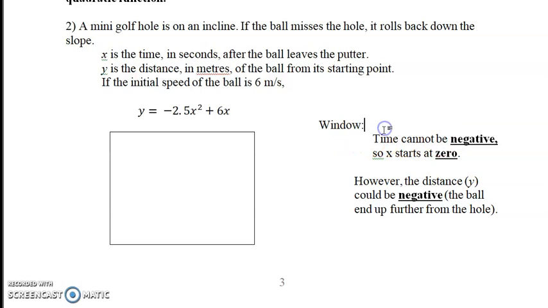All right, so remember your windows. Time can't be negative, so you can change your windows on what that looks like. So I'm going to show you what that is in a minute here. Now remember, the distance could be negative because the ball could end up further from the hole, right? So we can look at that as well. So here's what it's going to look like.